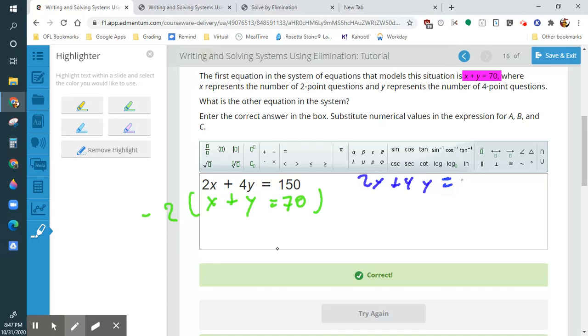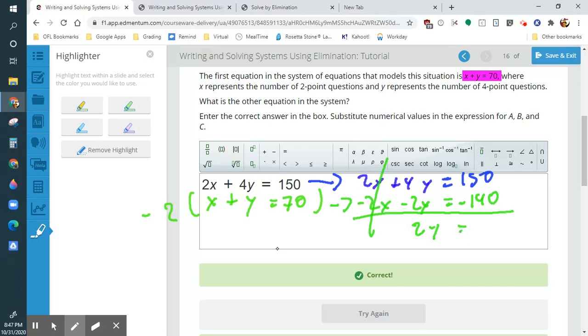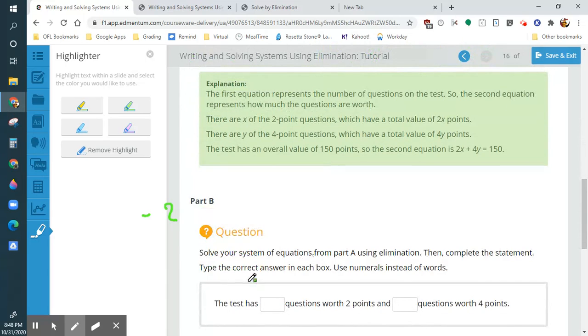2x plus 4y equals 150. So that one I literally just moved over. The other one I'm going to actually multiply. So I get negative 2x minus 2y equals negative 140. Add these up. The x's cancel. That was the whole point of what we were doing. We get 2y equals 10. So in other words, after I divide by 2, my y equals 5.